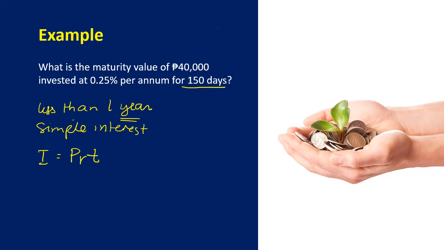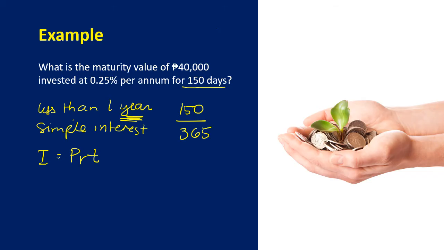PRT. But T is in number of years, right? But what happens here? It's less than 1 year. So what is 150 days in terms of years? That's 150 over 365 days, right? It depends on the banks. Other banks use over 360, meaning they are assuming just 30 days per month and then 30 times 12. That's why it's 360 days.